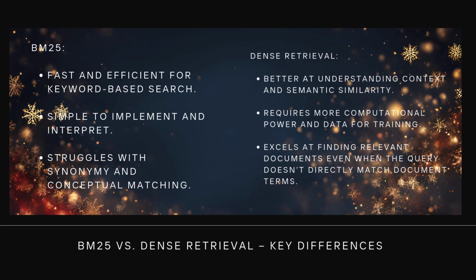BM25 versus dense retrieval. Now let's compare BM25 and dense retrieval directly. BM25: fast and efficient for keyword-based search, simple to implement and interpret, struggles with synonymy and conceptual matching. Dense retrieval: better at understanding context and semantic similarity, requires more computational power and data for training, excels at finding relevant documents even when the query doesn't directly match document terms. These differences highlight why many systems use a hybrid approach, combining BM25's precision with dense retrieval's flexibility to maximize accuracy.